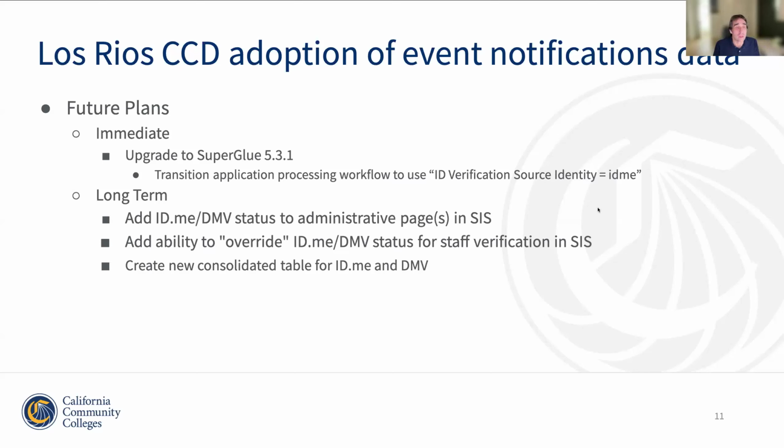As we mentioned at the beginning, 5.3.1 came out with the DMV stuff. So our plans are to look at incorporating that and leveraging the source identity field, specifically because for the financial aid office, all they are interested in right now is the ID.me verification status.